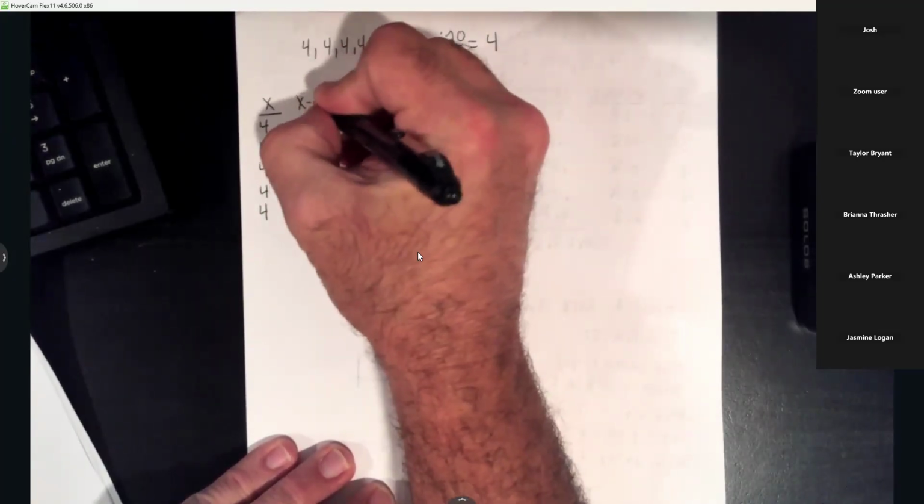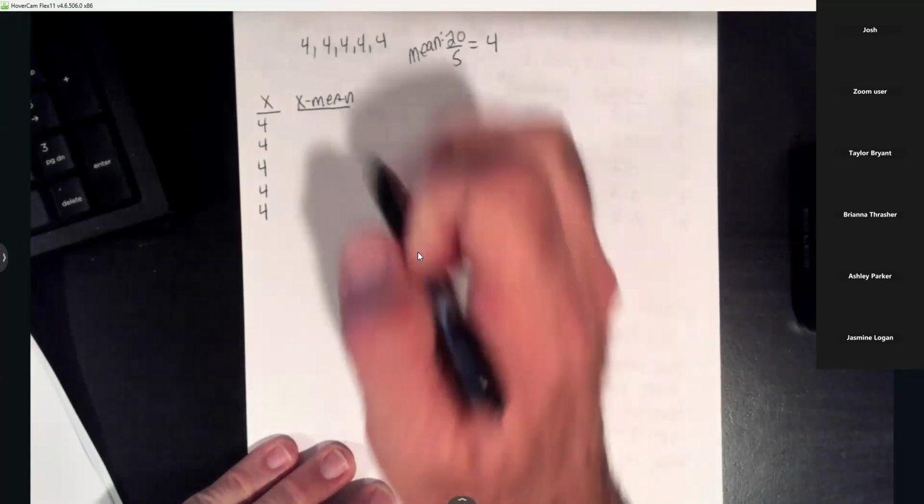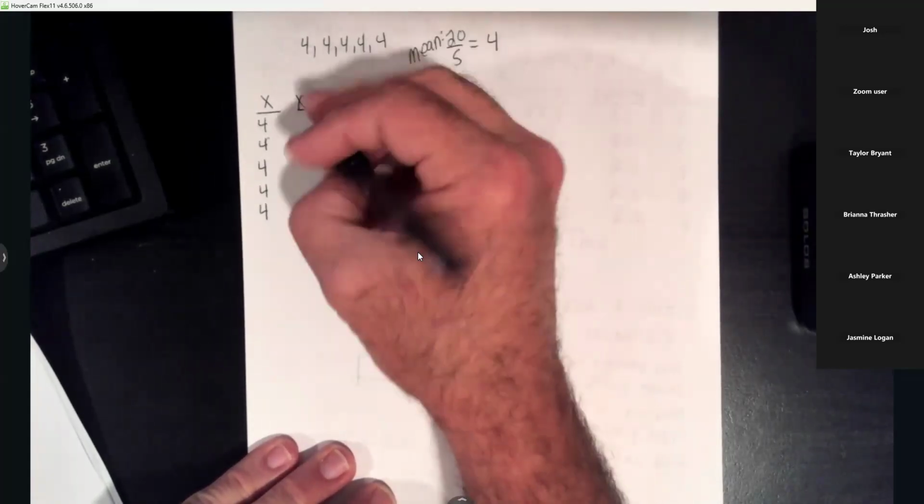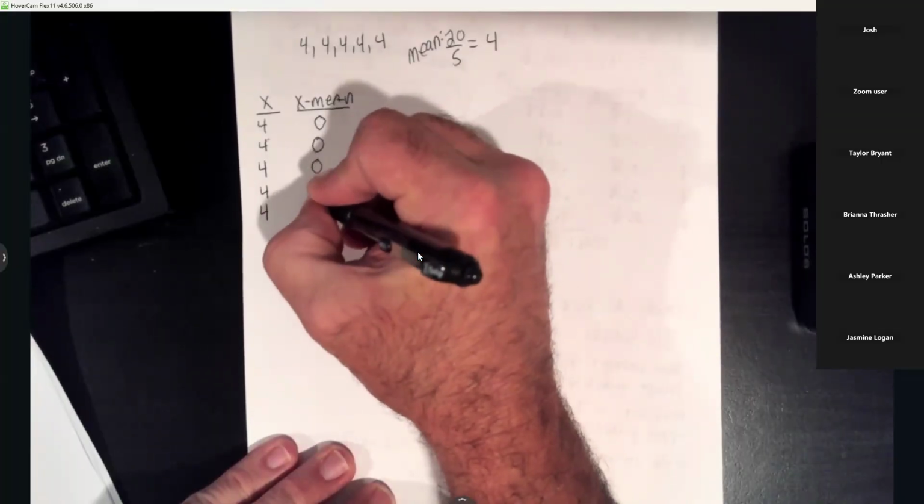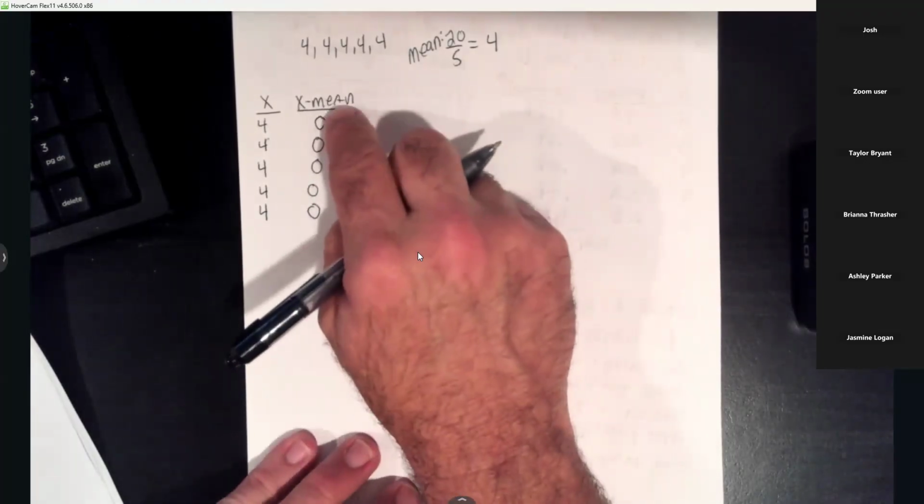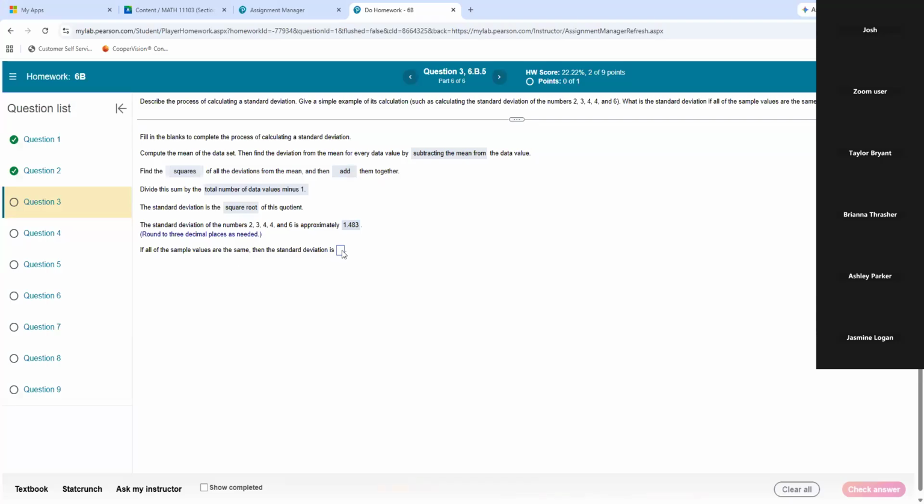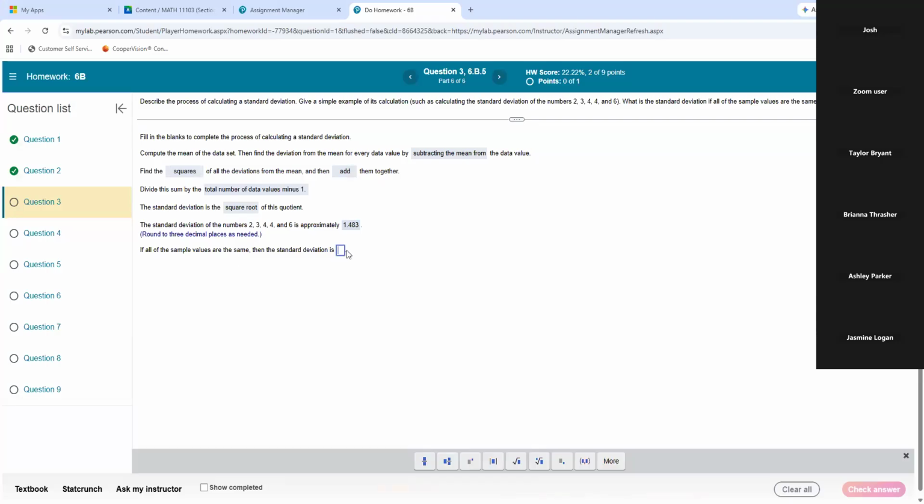Here's our x minus mean. Y'all, what's happening here? You got 4 minus the mean of 4. So 4 minus 4, that's going to give you 0. 4 minus 4, 0. So you're going to get 0 on your deviations. So y'all, if you're getting 0 on your deviations, that means that if every data point was the same, the standard deviation would be 0. Because when you square 0, you still get 0. When you add all them zeros together, you still get 0, okay?